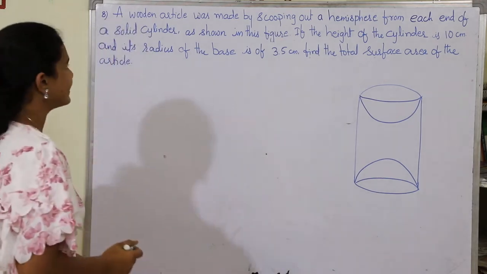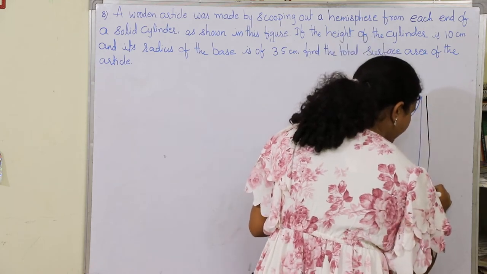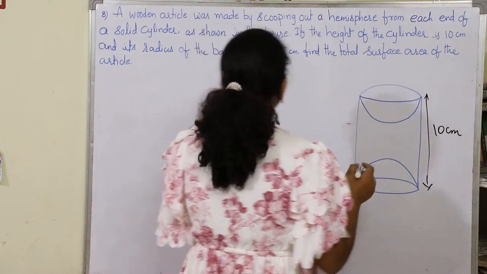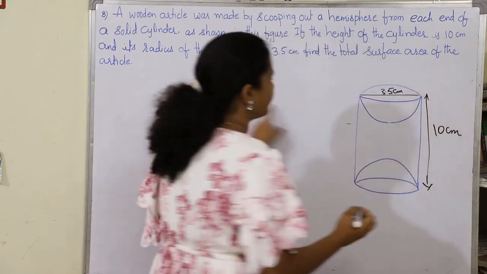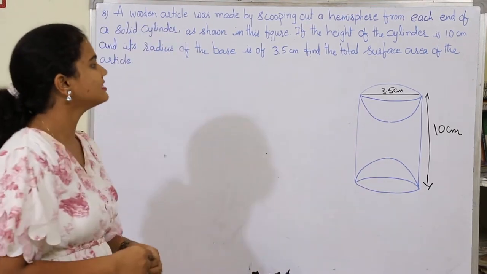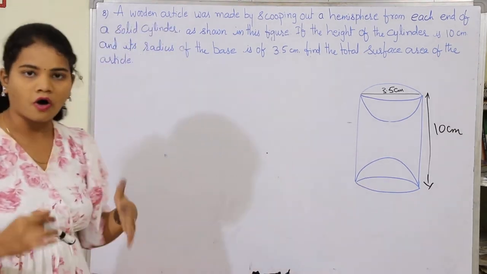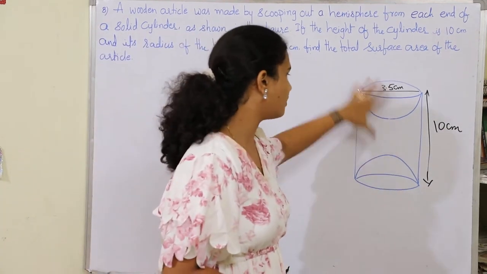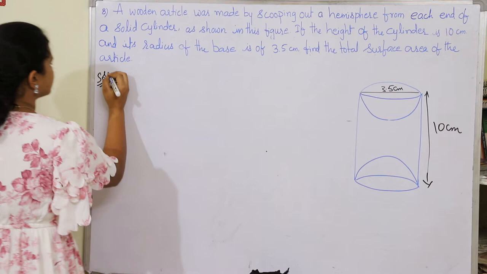Now the question is, the height of this given cylinder is 10 centimeters, and the radius of the base of this cylinder is 3.5 centimeters. If the height is 10 centimeters and the radius is 3.5 centimeters, then find the total surface area of the article. So we must find the total surface area of this given solid.